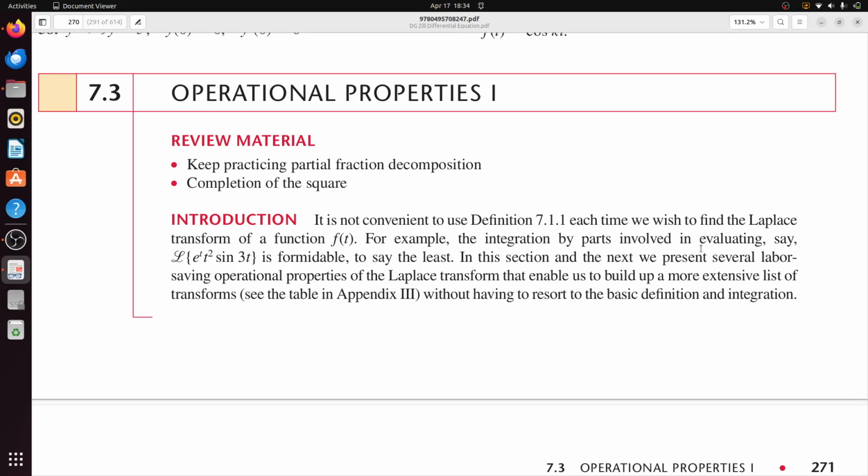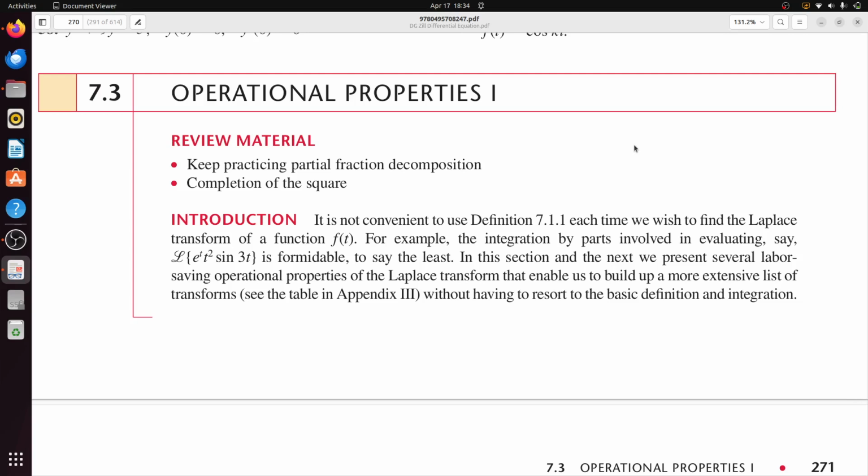So the motivation behind today's class is that the definition of the Laplace transform is quite complicated because it contains integration, right? If your function is f(t), then the Laplace transformation is the integration from 0 to infinity of e to the power minus st into f(t) dt.